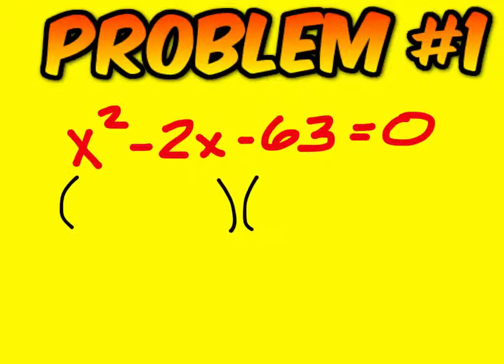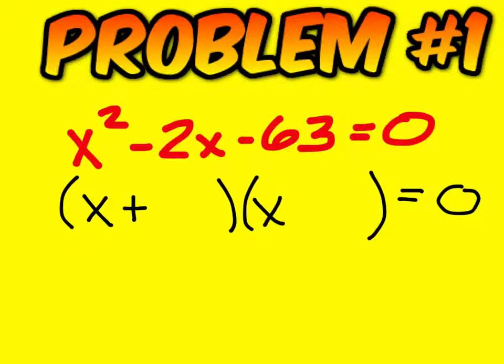This one will factor out as x plus and x minus. Two numbers that multiply to get negative 63 and add to get negative 2 are positive 7 and negative 9. But you flip those numbers to get the final answer. Negative 7, 9.